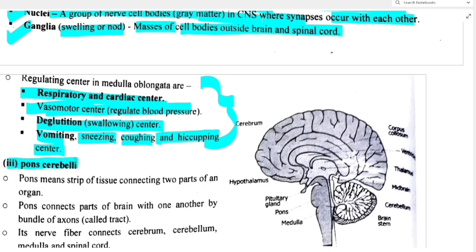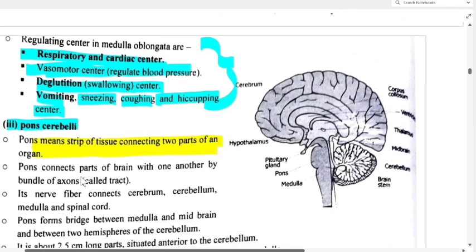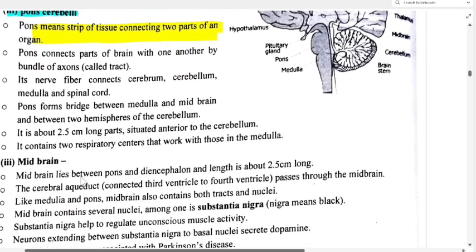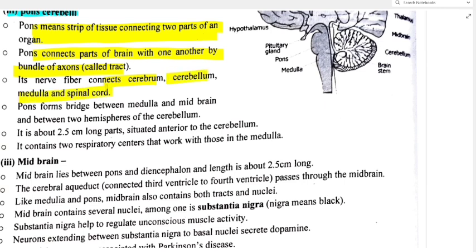Next is pons cerebelli. So pons means a strip of tissue connecting two parts of an organ. So pons connects parts of brain with one another by bundles of axons. So it is basically a bridge, right? It is connecting the parts of brain with one another by bundles of axons called tract. Its nerve fibers connect cerebrum, cerebellum, medulla and spinal cord.